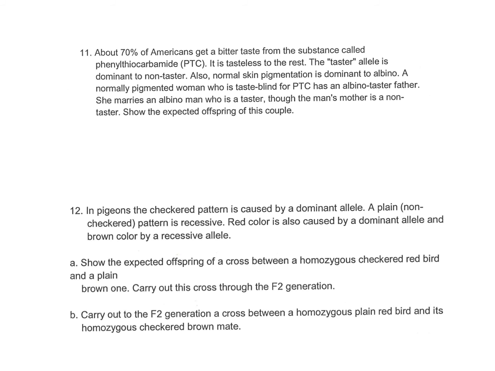For the rest of the lesson, you guys are going to do questions 11 and 12. I've left certain ones out on purpose. So let's read this through to help you a little bit. About 70% of Americans get a bitter taste from a substance called phenylthiocarbamide, PTC, let's call it. It is tasteless to the rest. The taster allele is dominant to a non-taster. So I'm going to use a capital T to represent a taster and a small t to represent a non-taster. I've seen this question in past exam papers.